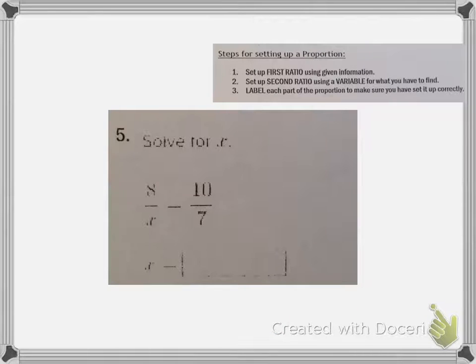Number 5, solve for X. So let's write this out. It says solve for X. Then it has an 8 over X is equal to 10 over 7. X equals, and then it has a box for your answer. So I'm solving.